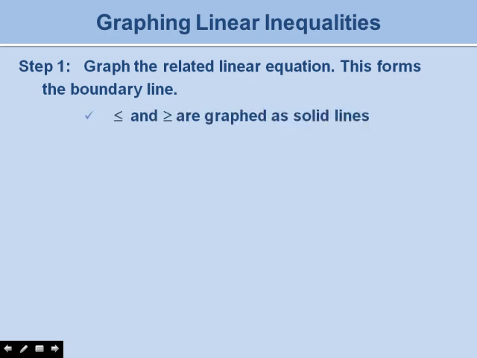Now, if our inequality is a less than or equal to or a greater than or equal to, in other words, if it includes the equals, then we'll graph our boundary line as a solid line. If we just have a less than or a greater than without the equal, then we'll graph our boundary line as a dotted line.